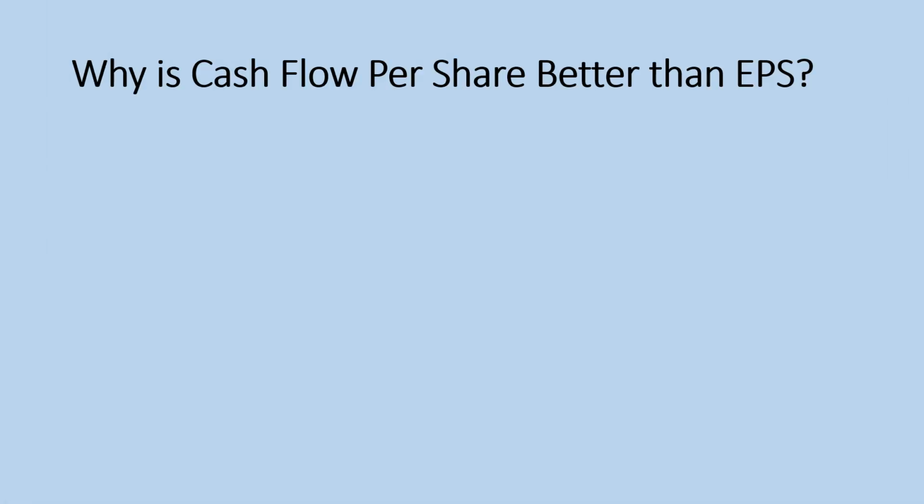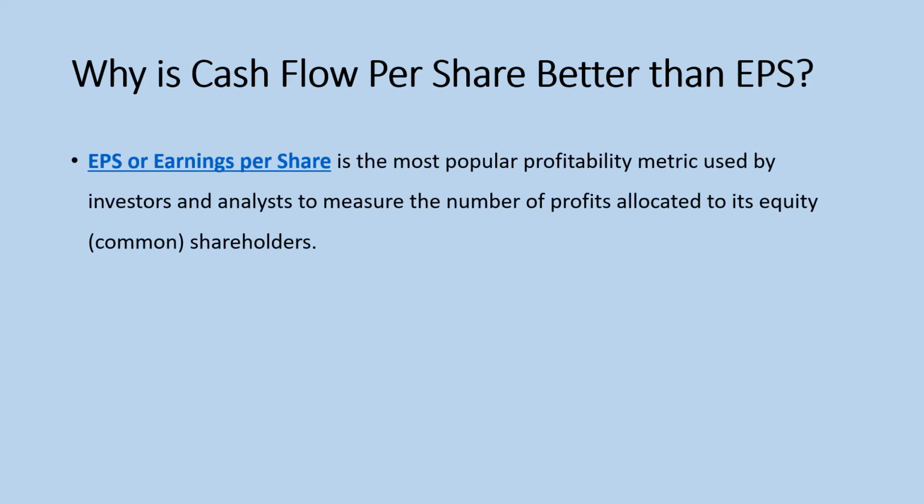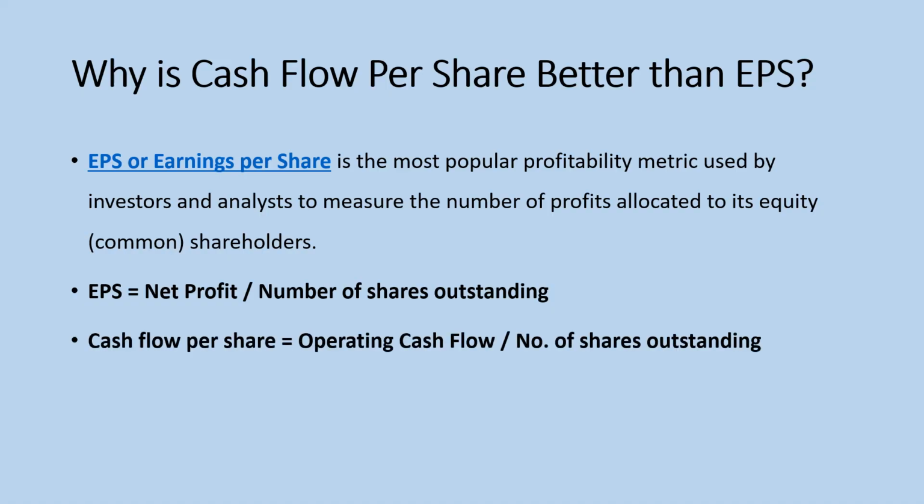Why cash flow per share is better than EPS. EPS is the most popular profitability metric used by investors and analysts to measure the number of profits allocated to its shareholders. It can be calculated by taking the net profit divided by the number of shares outstanding. Whereas cash flow per share is taking the operating cash flow divided by the number of shares outstanding.